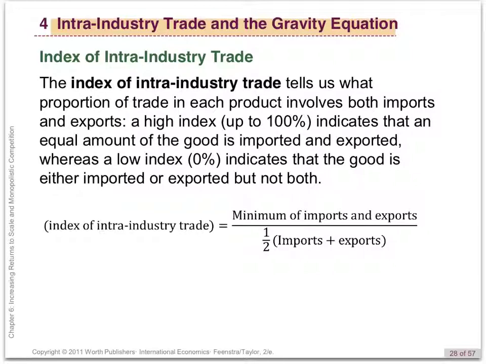Then what about this formula? What do you think? If both are 1 million, what is the index of the US? 1? So suppose export is 1 million, import is 1 million. Then first, one half of import plus export, which is 1 plus 1, 2. So this is 1, right?